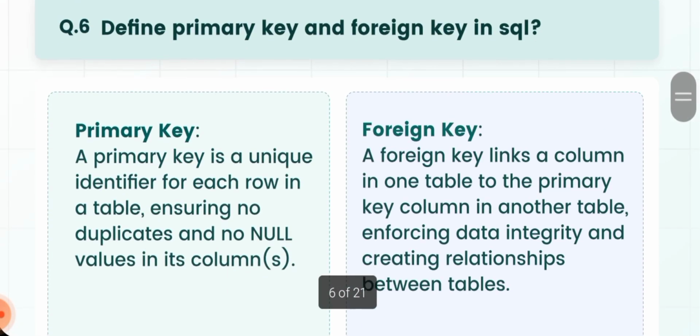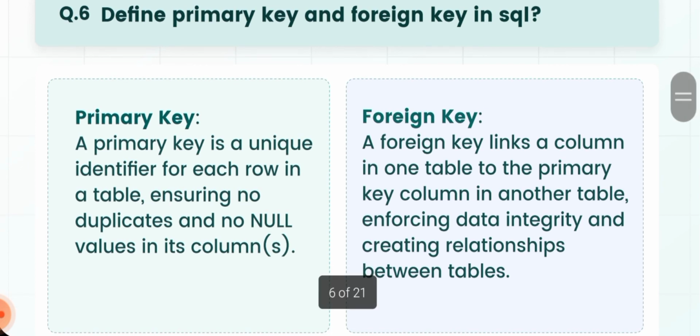Question number 6. Define primary key and foreign key in SQL. First one is the primary key. A primary key is a unique identifier for each row in a table, ensuring no duplicates and no null values in its column. Foreign key. A foreign key links a column in one table to the primary key column in another table, enforcing data integrity and creating a relationship between two tables.